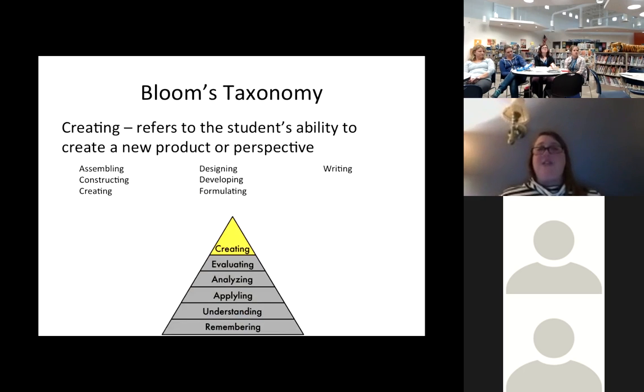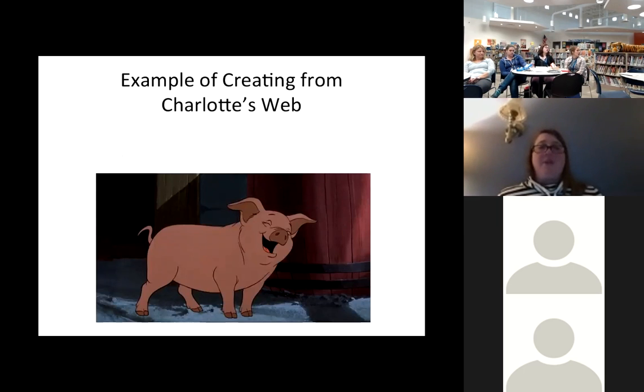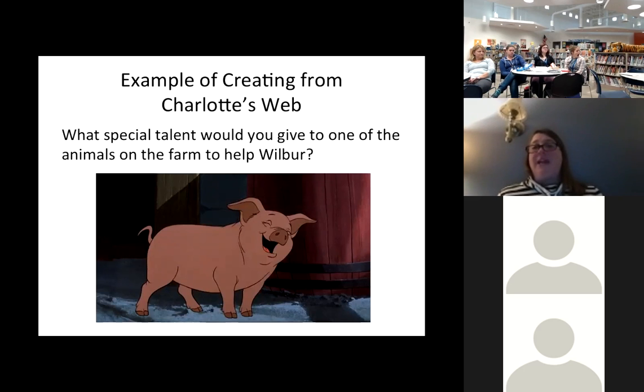And then creating is just making a new product or having a new perspective. So a task might be, what special talent would you give to one of the other animals on the farm, like Templeton or the goose, to help Wilbur? So it could be, if I were the cow, maybe I could hide him, right? That wouldn't necessarily be a special talent, but thinking of other ways to be helpful and keep Wilbur alive would be that task.